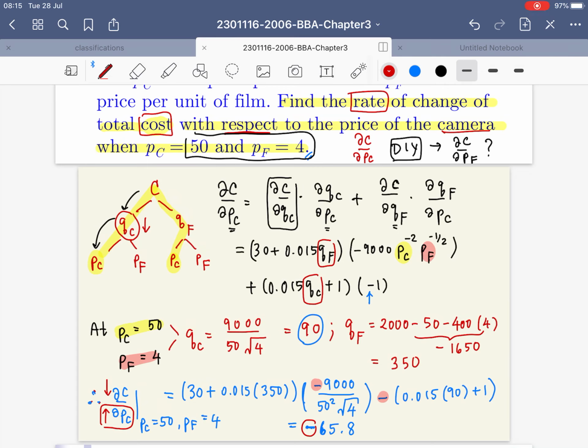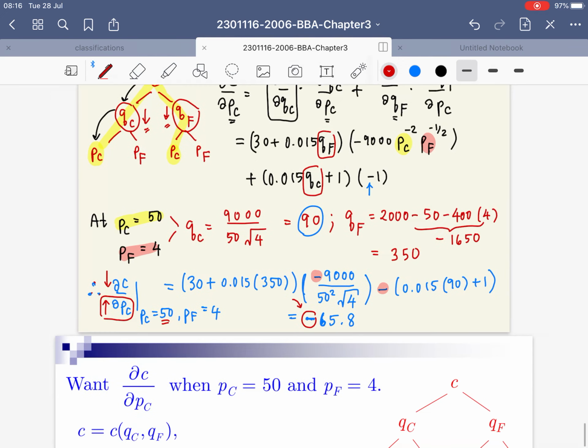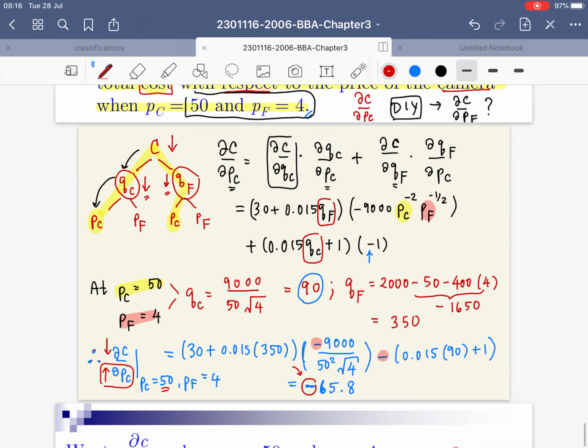And if people don't buy a camera, because the camera and the film need to be used together, people don't buy a film as well. So if the production level of the camera and the film goes down, of course the cost of production will go down, right? So if the price is going up by a little bit from the level of 50 per camera, then the cost of production will decrease by $65.8.